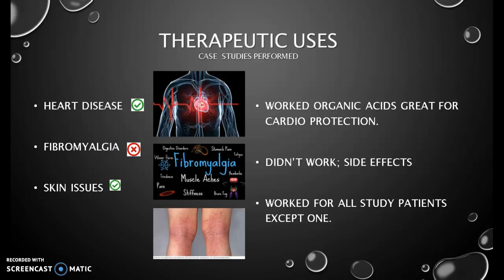So it has therapeutic uses. With these therapeutic uses, they all have been used in case studies. So for heart disease, they did a case study, and that one had little side effects, but what they noticed is that the malic acid did something naturally to the body. Organic acids work great for cardio protection, according to the study. So it did help lower some of the elements that these people are suffering from with heart disease.